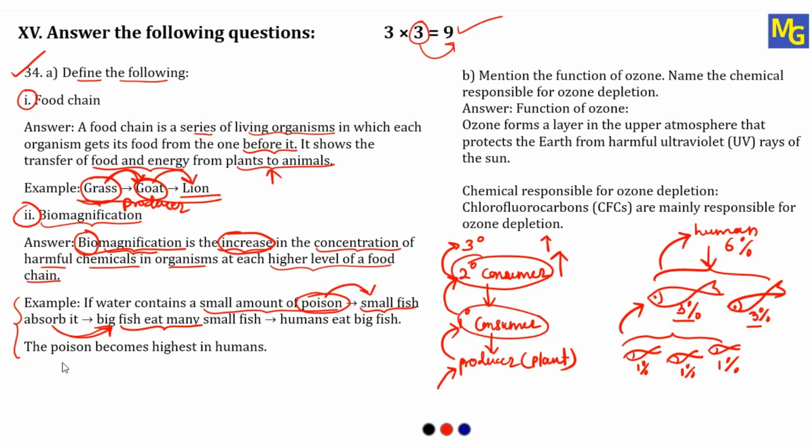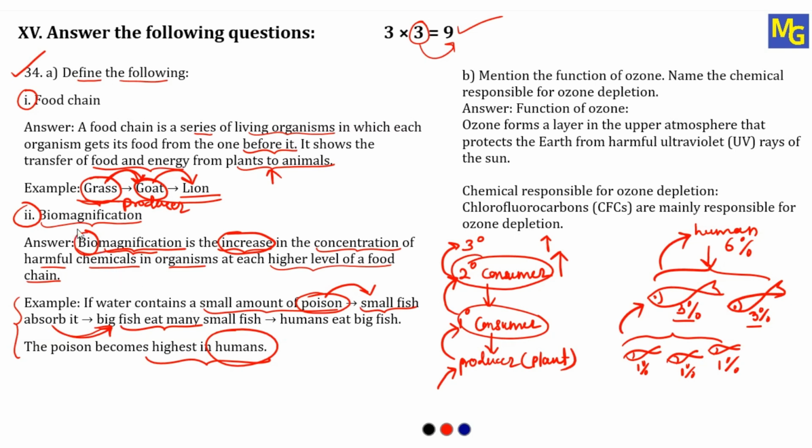So the last sentence, the poison becomes highest in human. So till now, human is the highest trophic level, or the organism in the highest trophic level. Therefore, highest poison we can see, or highest concentration of harmful chemicals we can see in humans. So this is the answer for second, that is biomagnification.